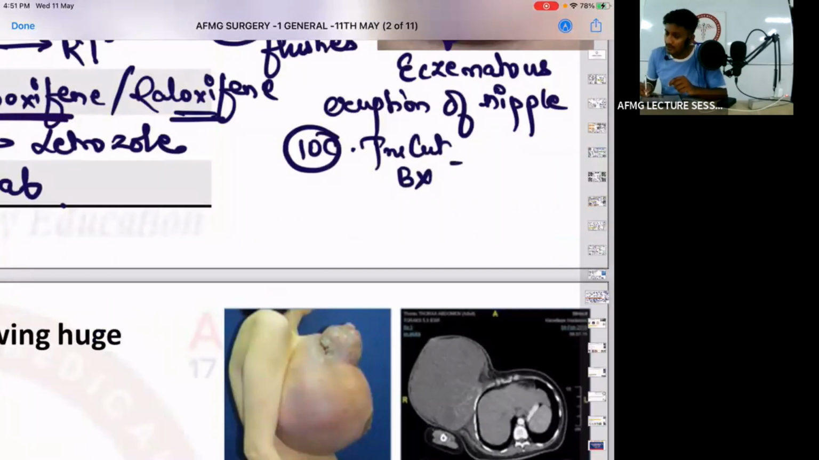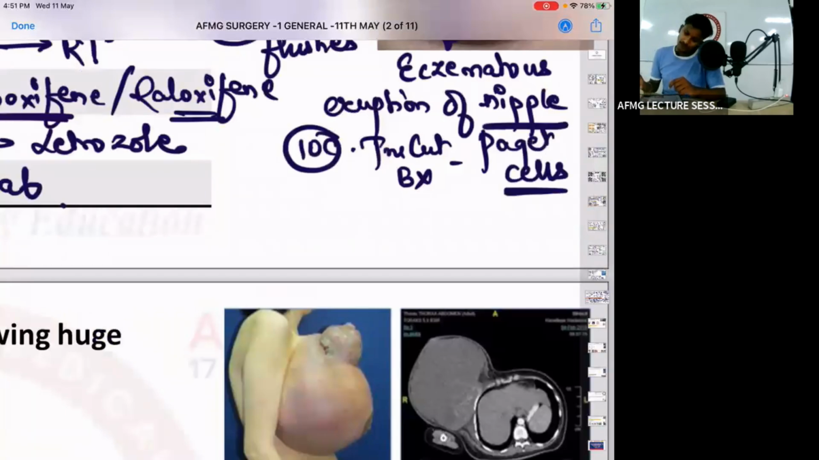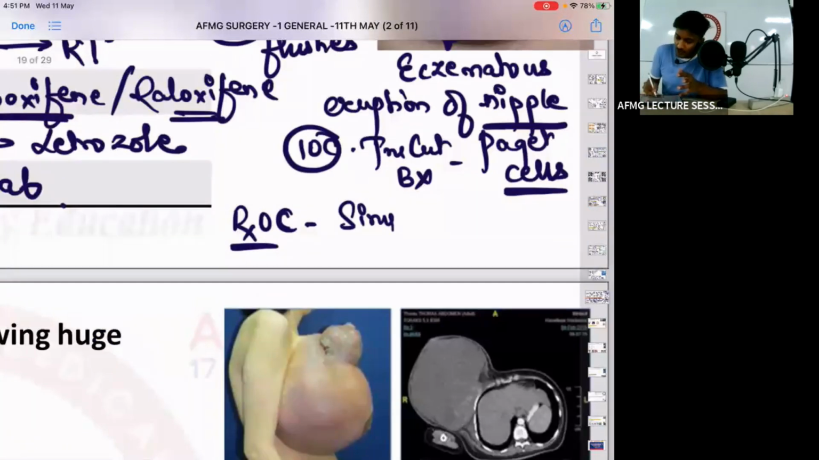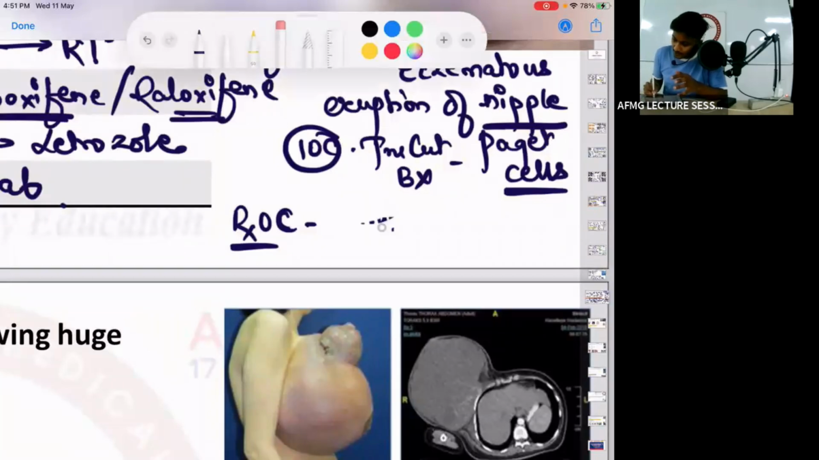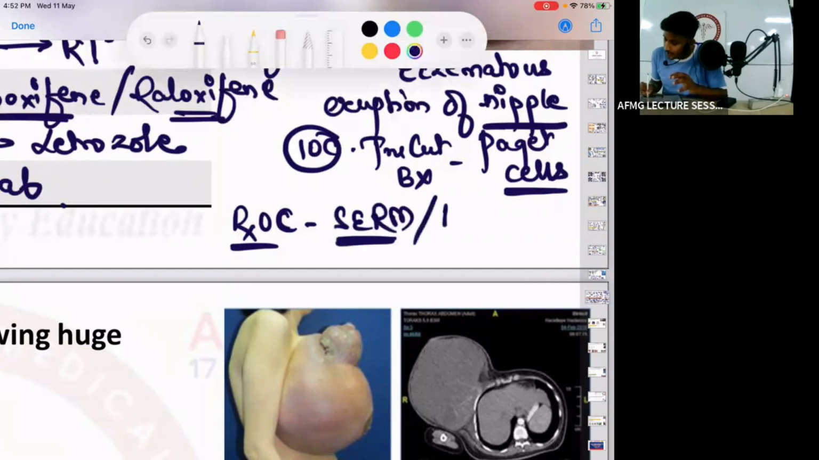Trucut biopsy. And what is seen? Why did it get the name? Paget cells are seen on biopsy. What is the treatment of choice? Either first of all you will give drugs to the patient, drugs like SERMs can be given, or you need to treat the underlying malignancy or underlying cause.